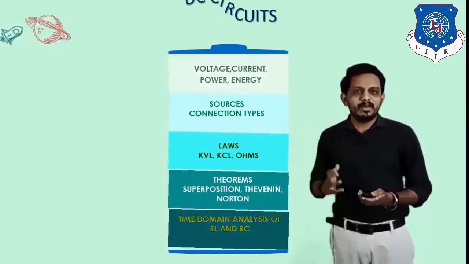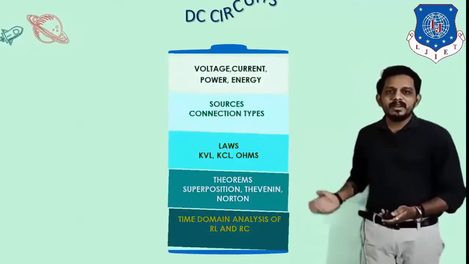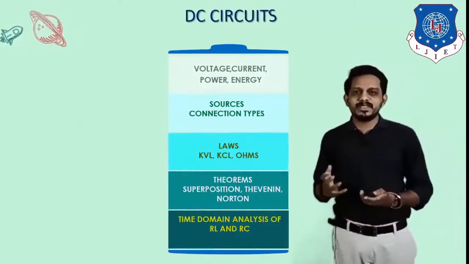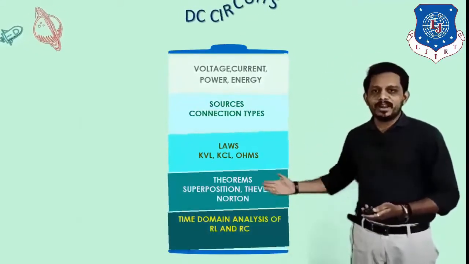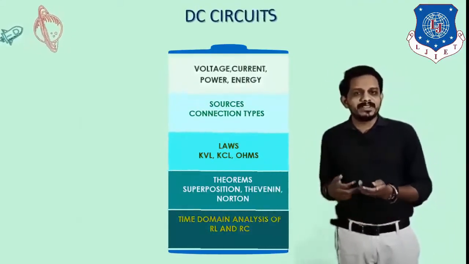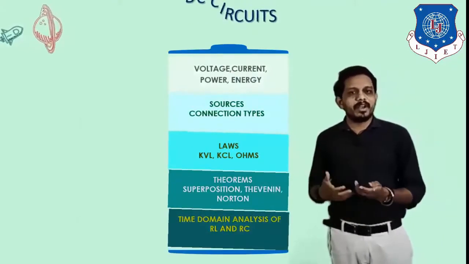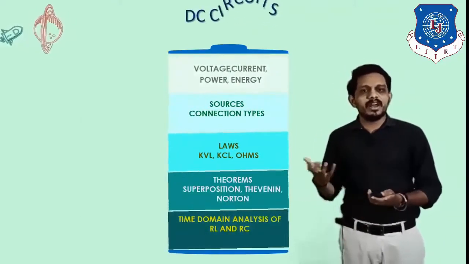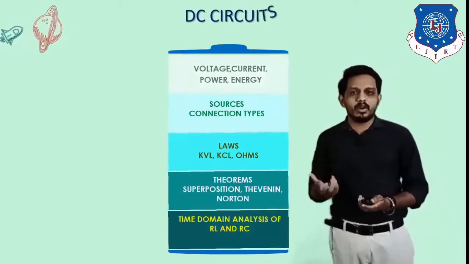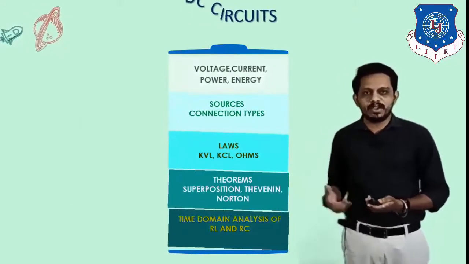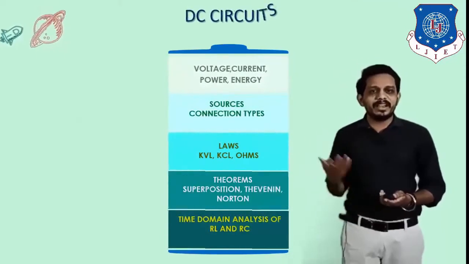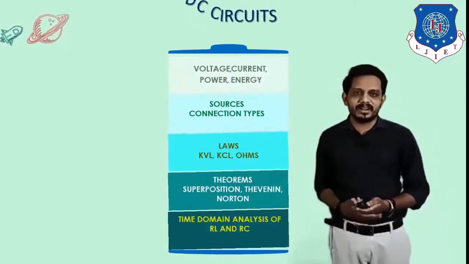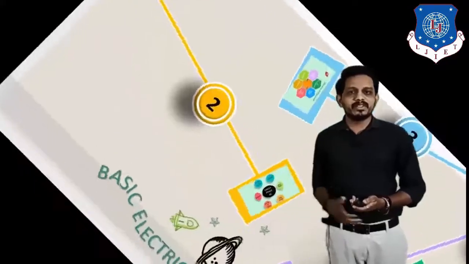Lastly, we are going to discuss time domain analysis of series RC and RL circuits. Basically, time domain analysis means how a capacitor gets charged and how it gets discharged. We are going to prove the equations of charging and discharging of a capacitor, as well as discuss the current increment and decrement in an inductor. Okay, so that was the DC circuit.